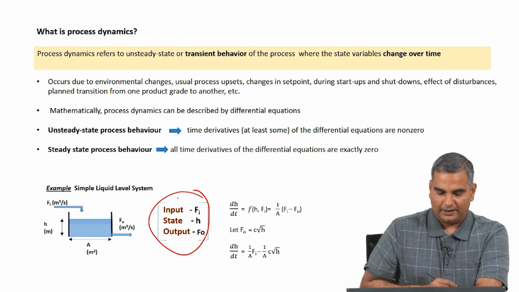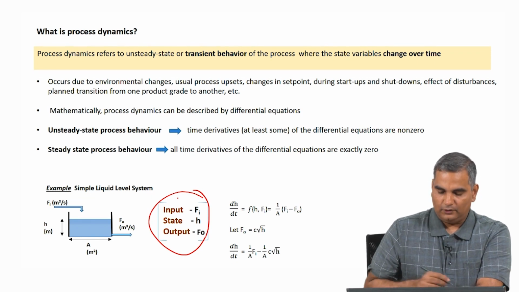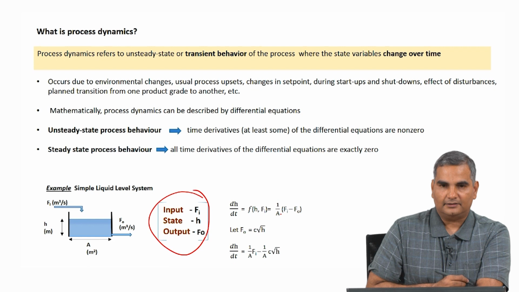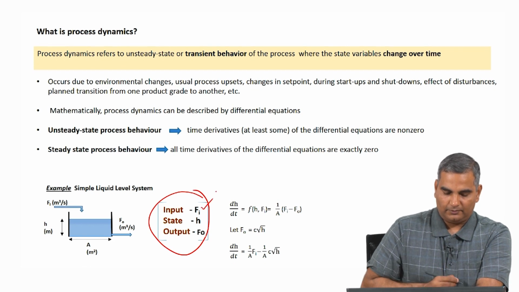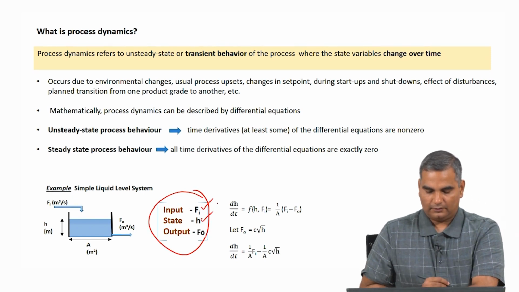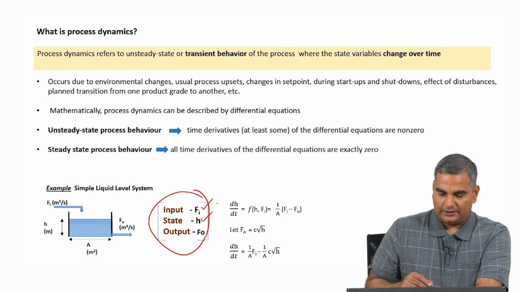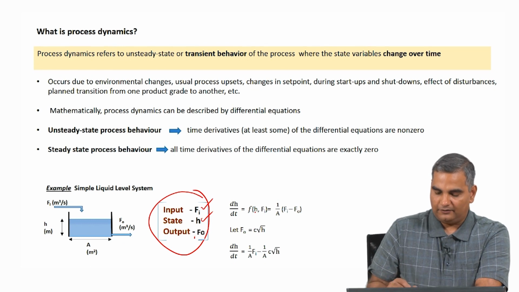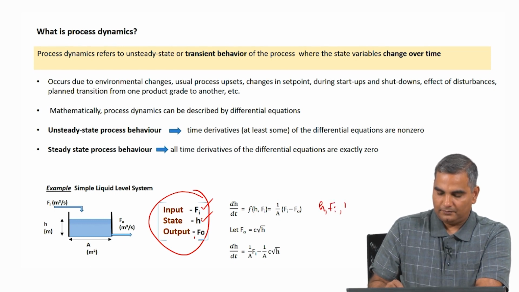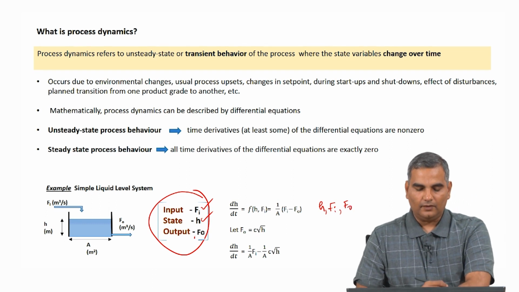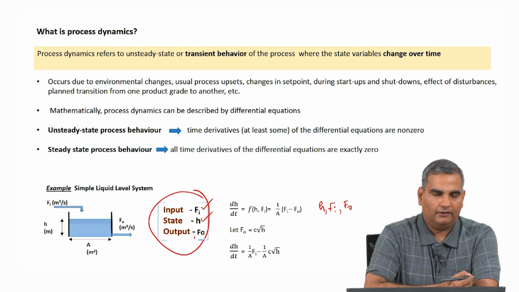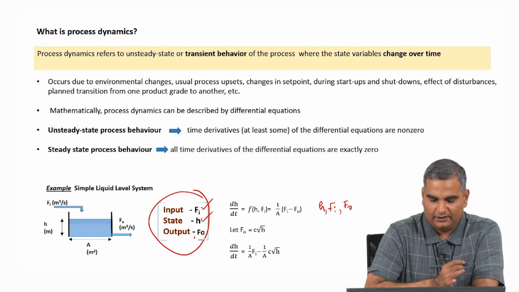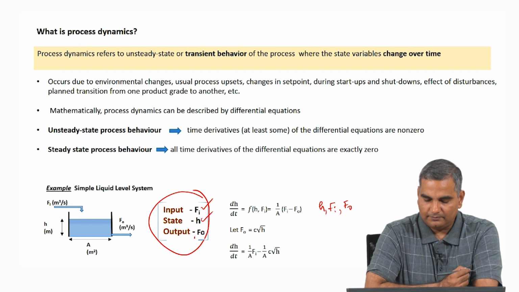So, if you write a simple mass balance on the tank liquid, then you will get this equation where dH by dt is 1 over A (Fi minus F naught). Fi is the input variable, H is the state variable, output is F naught. Now, if you look at this one equation, I have 3 variables in this equation. I have H, Fi and F naught. Now, we generally know that if I have to solve for 3 variables, I need 3 equations, whereas here it looks like I have only one equation.